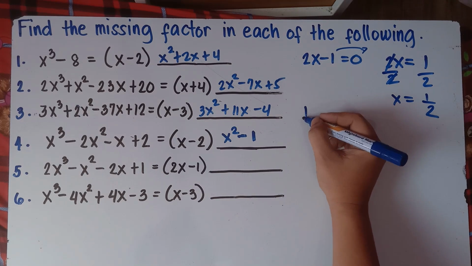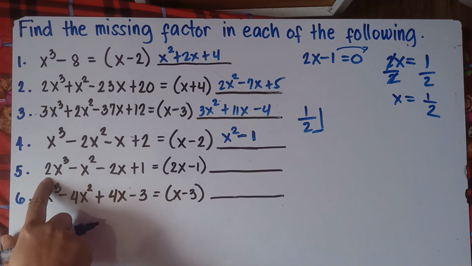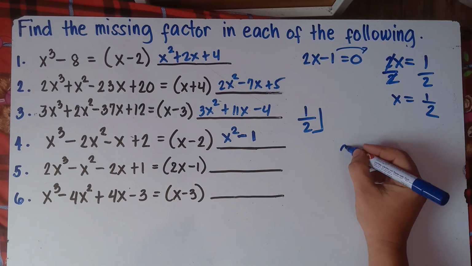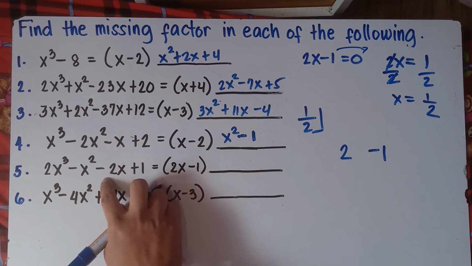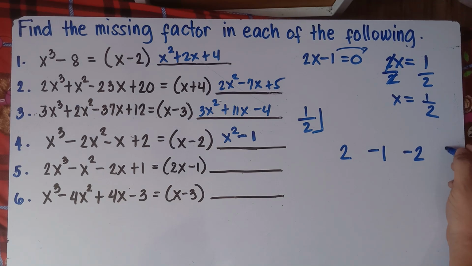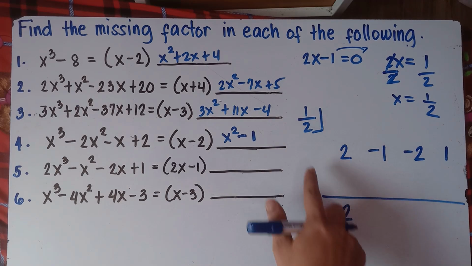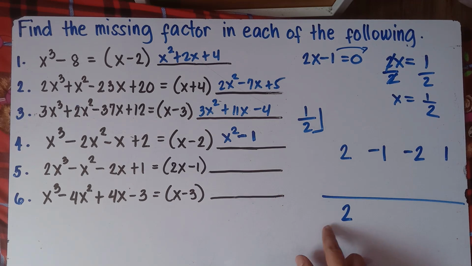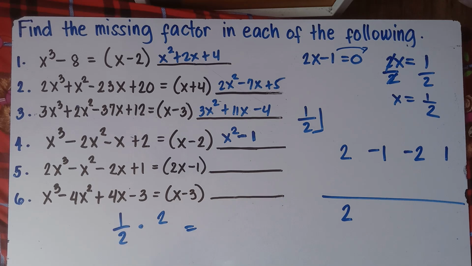So we will be using 1/2. And the numerical coefficients, we have 2 for x cubed, negative 1 for x squared, negative 2 for x, then positive 1. So first thing to do, you bring down 2, then you multiply 1/2 times 2. You can actually cancel this out, class, because 2 divided by 2 is 1, or let's just multiply, class. 1 times 2 is 2.